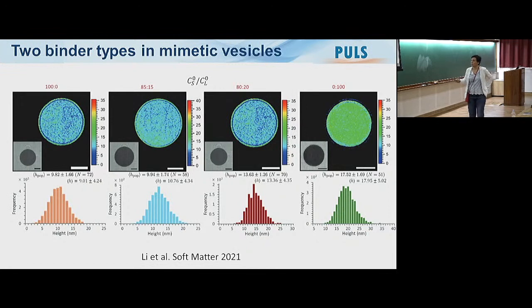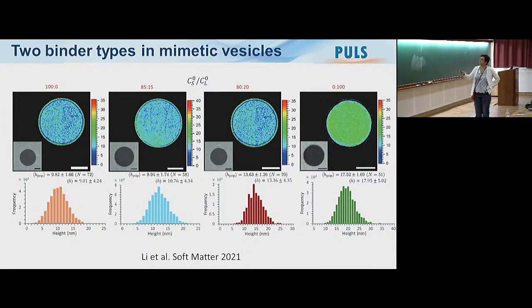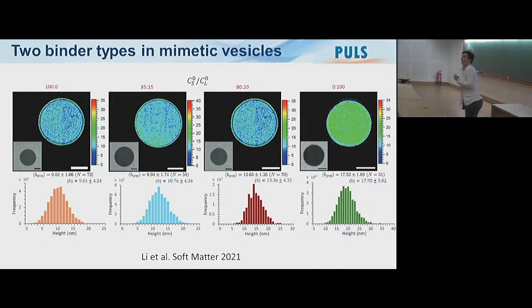And now she starts mixing them. And now you see here for 8550 and for 8020, and you can do it for many more, but it doesn't really matter. What you see is you don't actually see any particular phase separation. The height of the membrane gradually changes from 9, 10, 13, 17. It just gradually changes, but no obvious patterning within the size.